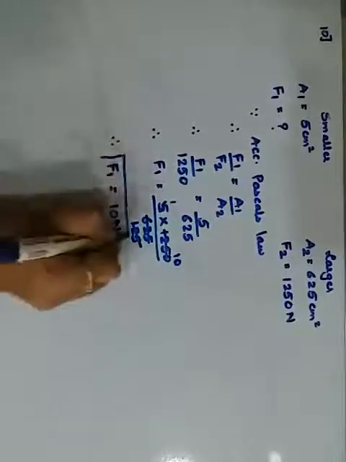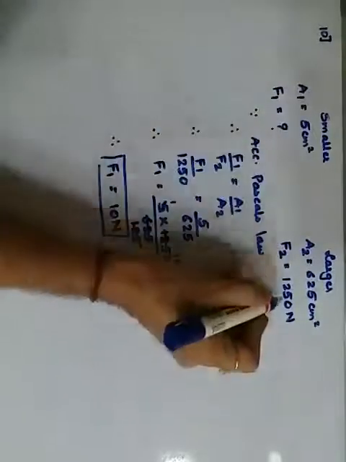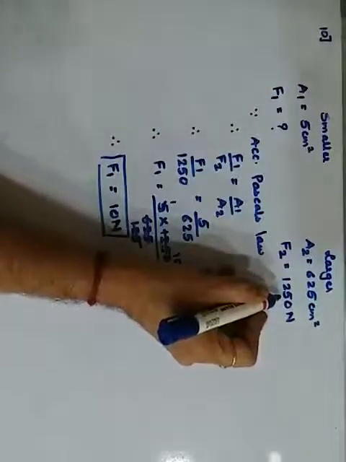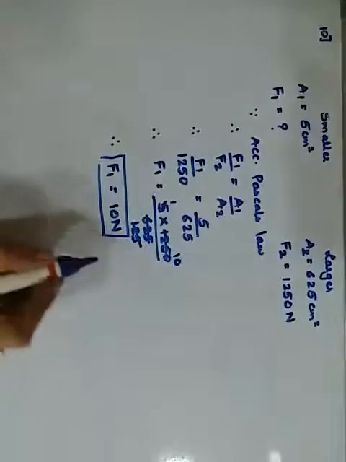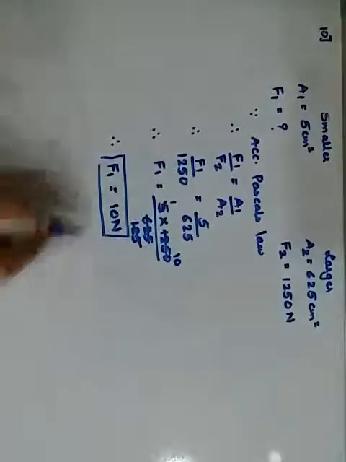So by applying just 10 Newton force, you are lifting a load of 1250 Newton, and that is why it is called a force multiplier. That is what we wanted.